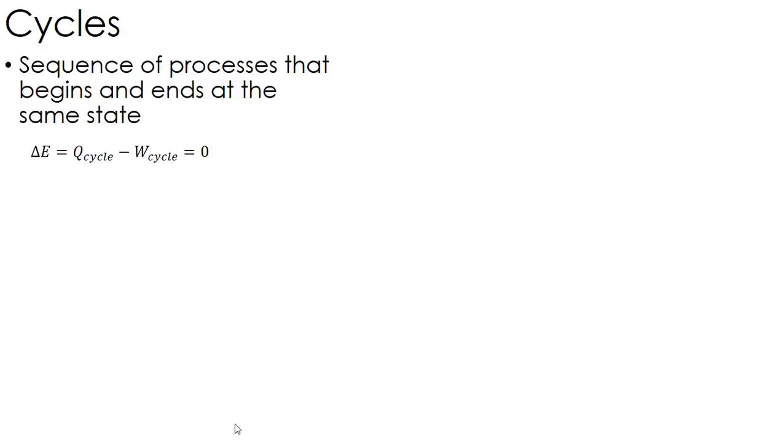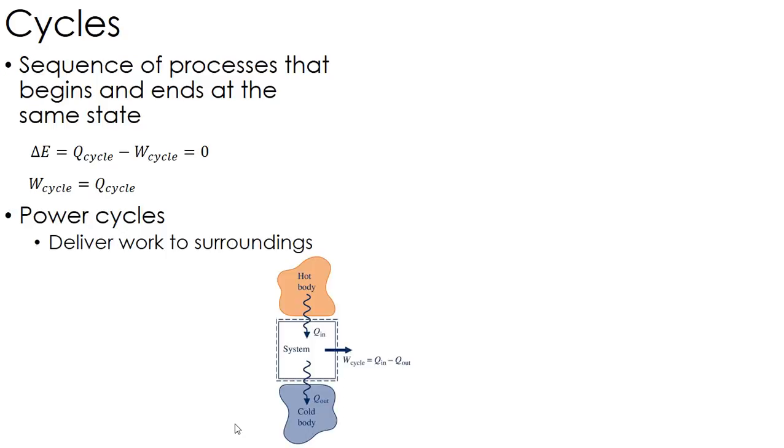Because of that, the change in properties over the course of the cycle doesn't change. The beginning and the end are the same thing, so there's no change in properties, there's no change in energy. Therefore, from our first law equation, we can find that the work of the cycle actually equals the heat of the cycle. And again, that's because it begins and ends at the same point, so there's no change in energy over the course of one repetition of the cycle.